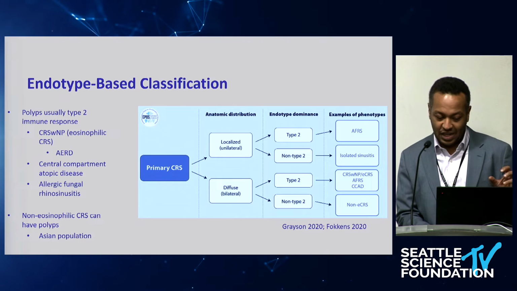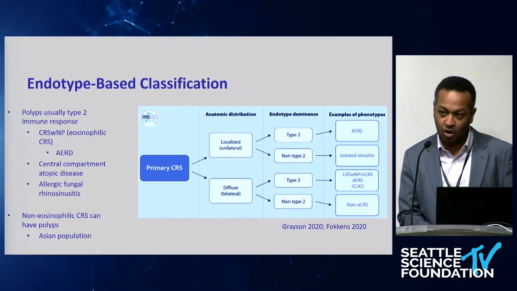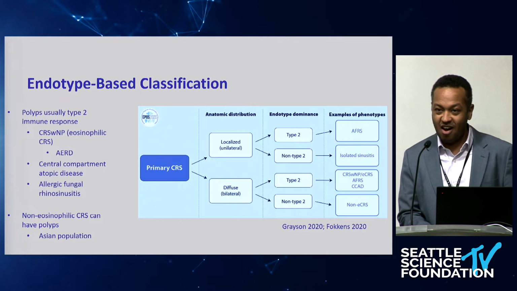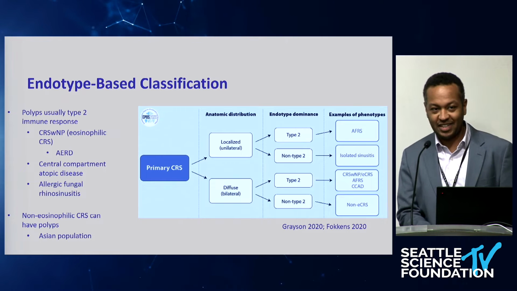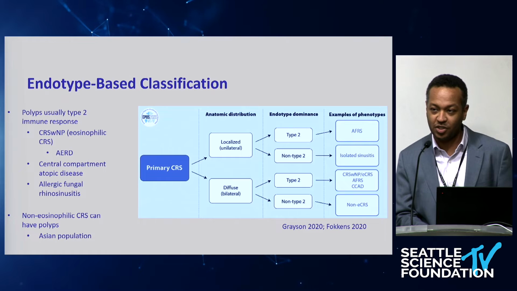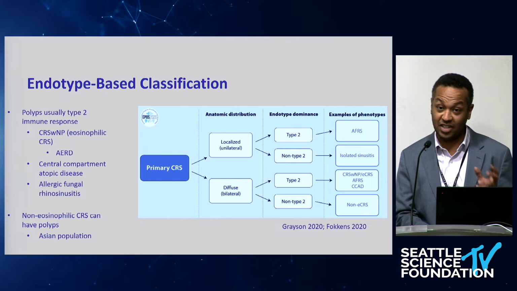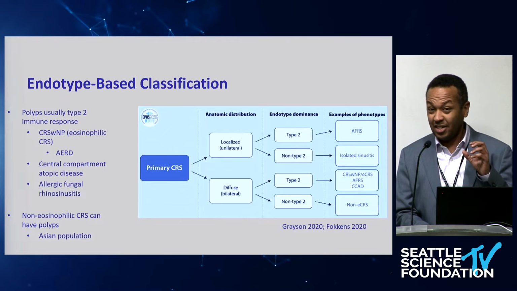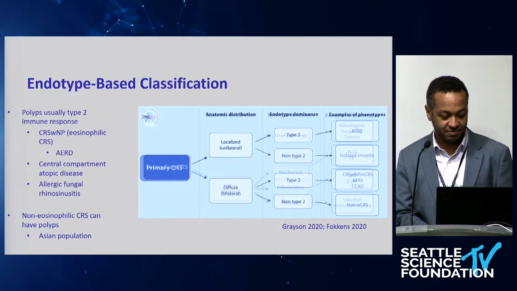That said, you can also have localized type 2 responses, and that's most classically shown in AFRS, which not always, but most of the time is a unilateral disease process. It's important to note that even in your non-eosinophilic, so your non-type 2, diffuse chronic rhinosinusitis, you can have nasal polyps, and this is particularly true in the Caucasian population. So if you're looking at the Asian population, if you're looking outside of kind of the Western nations, China, Southeast Asia, the vast majority of their polyp patients actually have a non-type 2 polyp disease.